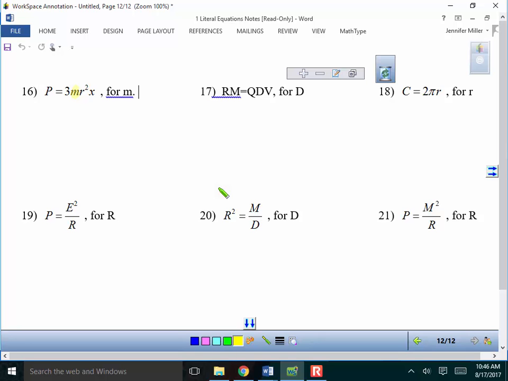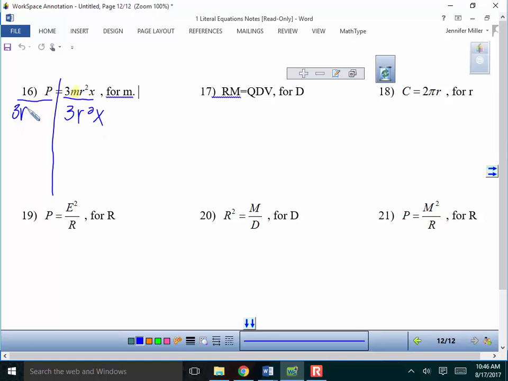Absolutely. And instead of dividing by 3, and then dividing by r squared, and then dividing by x, what do you propose? Can I just do them all at the same time? Okay, absolutely. So we're just going to divide both sides by 3 r squared x. So our 3's cancel, our r squareds cancel, our x's cancel, and that just leaves us with m on the right side. Do y'all see that?